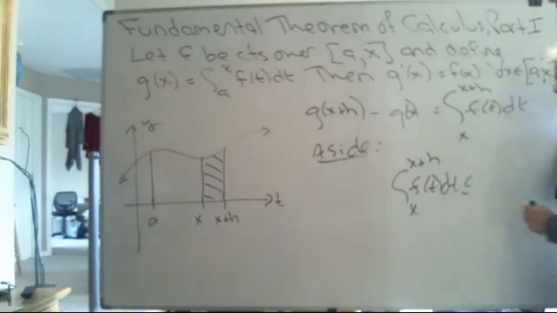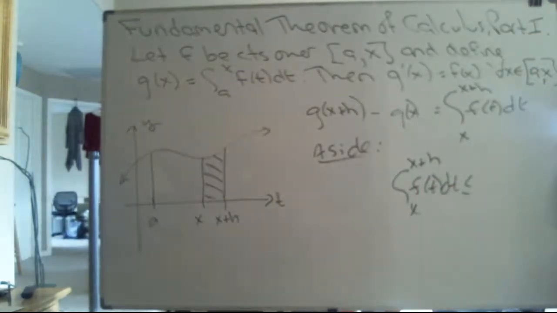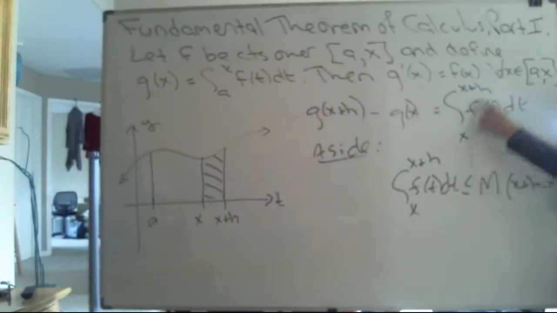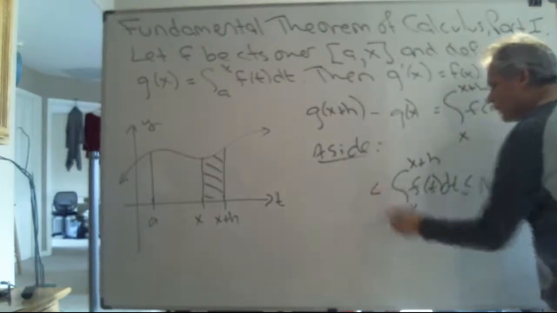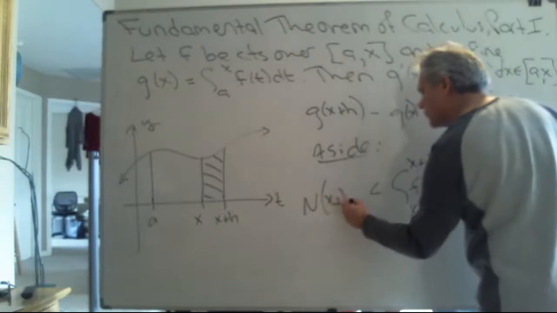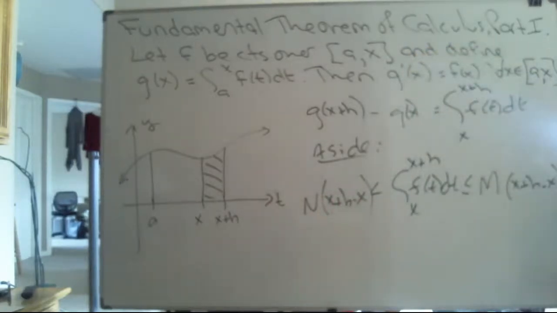should be bounded above by the rectangle I create, whose width may be x plus h minus x, but whose height is the largest value that f attains. So I'm assuming this is an upper bound for f(t) over that interval. Likewise, I have a lower bound, and so here's the area of that smaller rectangle that you saw earlier. Now, technically speaking, I'm being silly. What's inside the parentheses is just h.